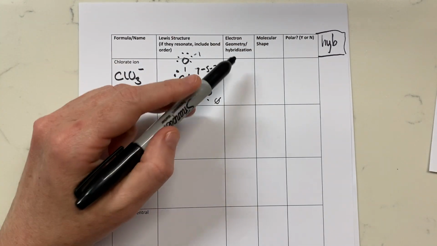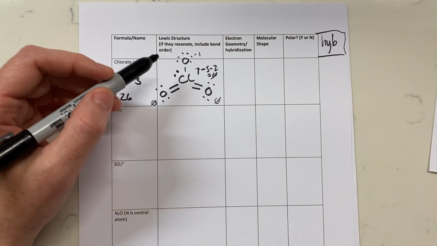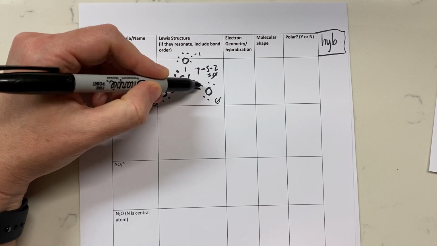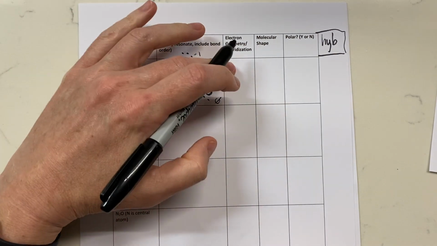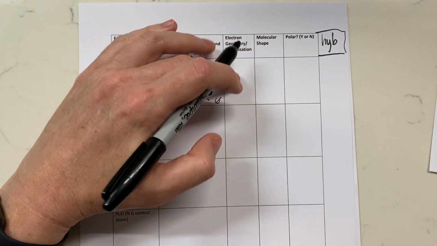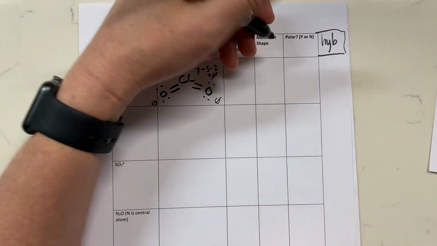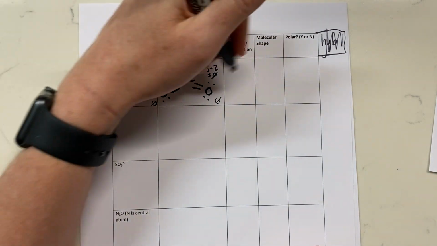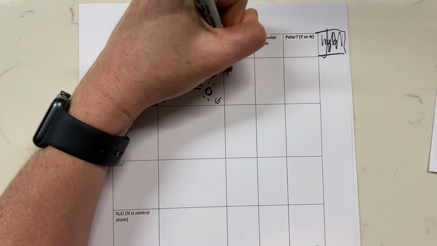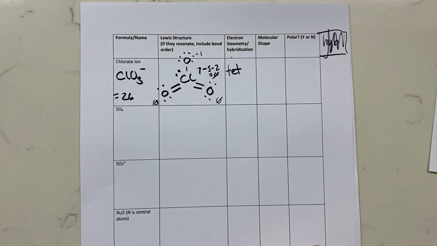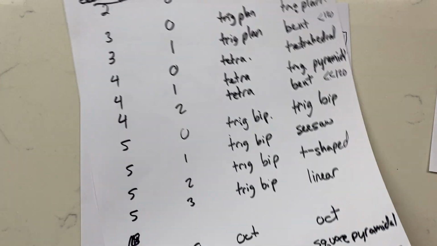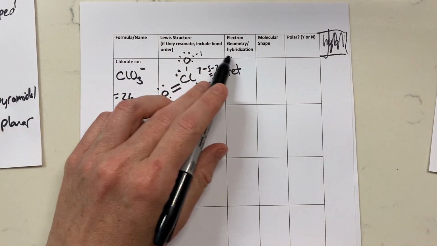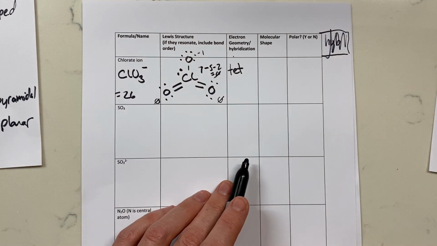All right, the next question is the electron geometry or hybridization. We know that this has 1, 2, 3, 4 electron groups. Anything with 4 electron groups is going to have an electron geometry of tetrahedral. You can prove it to yourself by going back to this chart, anything with 4. The hybridization is actually based on this electron geometry.